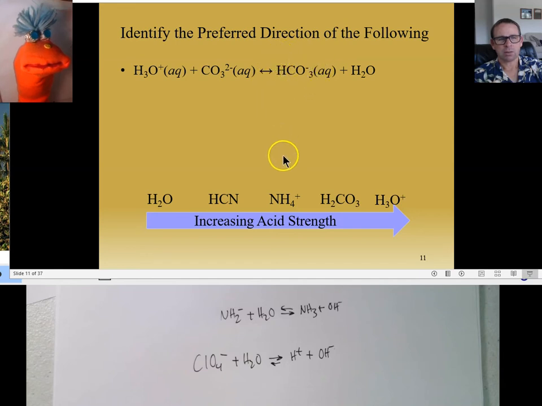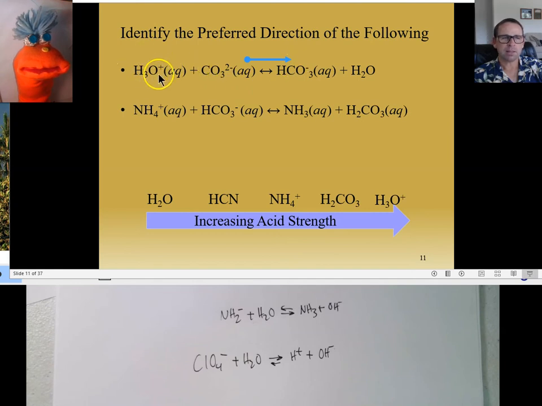HCO3 minus, here's H2CO3, is a relatively strong acid. So CO3 minus is not as strong of a base compared to H2CO3's acid strength. So the preferred direction here is going to be to the right, because this is the stronger acid, and it's going to want to create the weaker acid here.